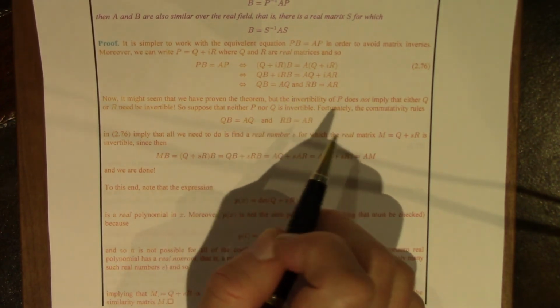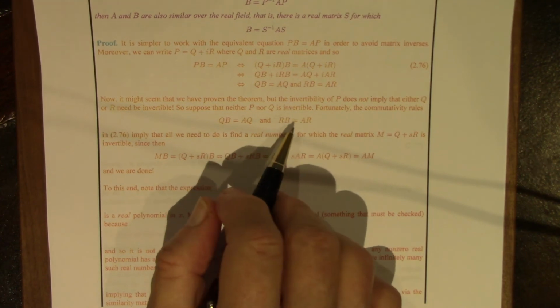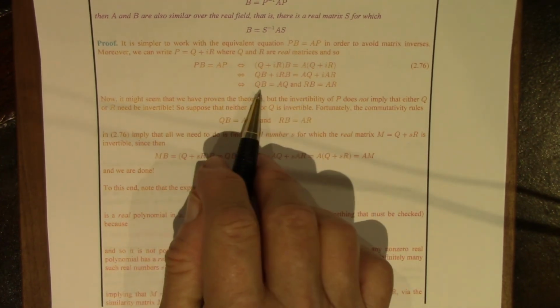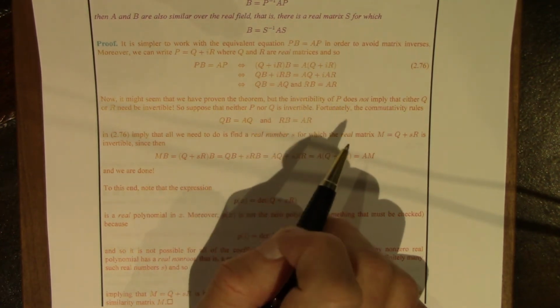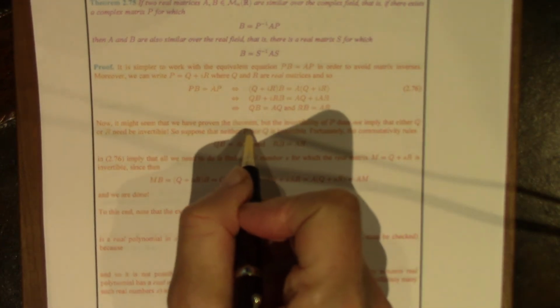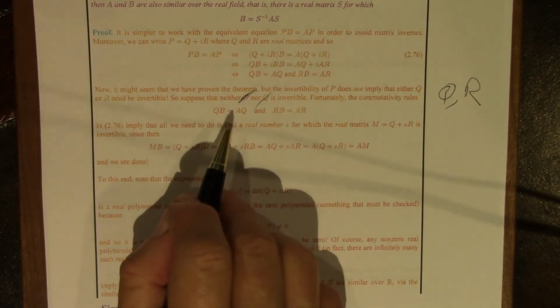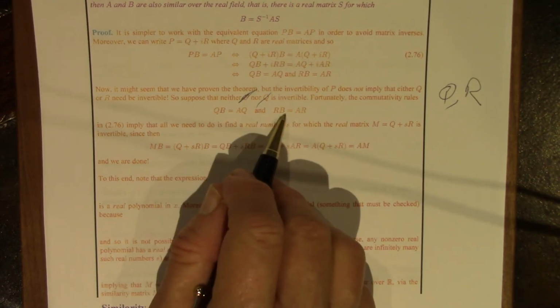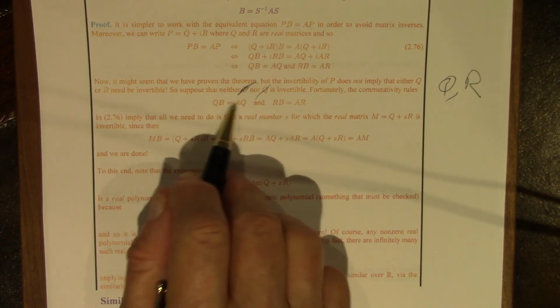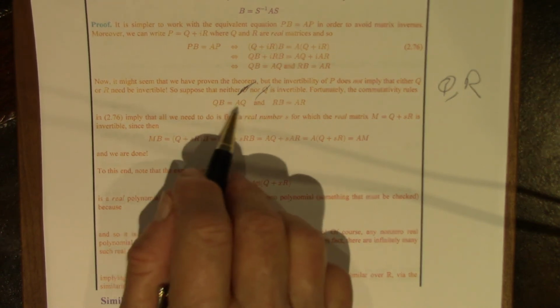And this is where a key idea is going to come in. Of course, if one of Q or R is invertible, we're done. So we can assume that neither one is invertible. So neither Q nor R are invertible. Okay. And we'll take a closer look at these commutativity rules. It really tells us that we can swap Q, but we have to change A to B and so on.